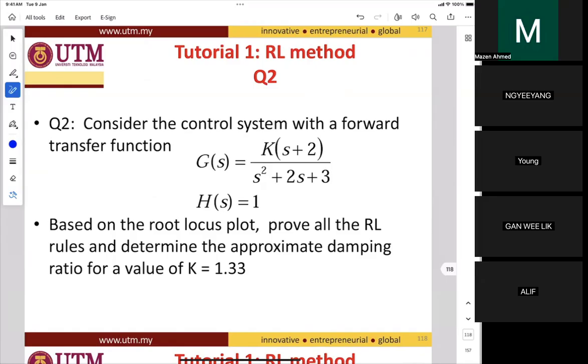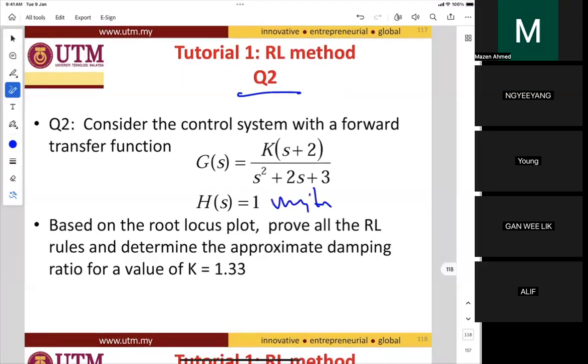Read the question. Consider the control system with a forward transfer function G(S) equal K(S plus 2) over S squared plus 2S plus 3 with unity feedback. Based on the root locus plot, prove all the root locus rules and determine the approximate damping ratio for a value of K equal 1.33. You have to find the damping ratio value.